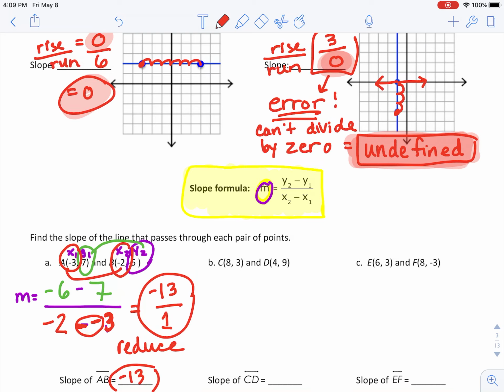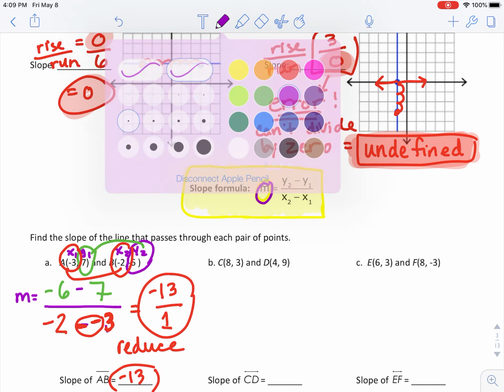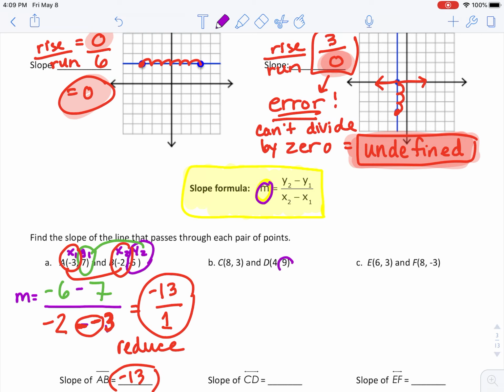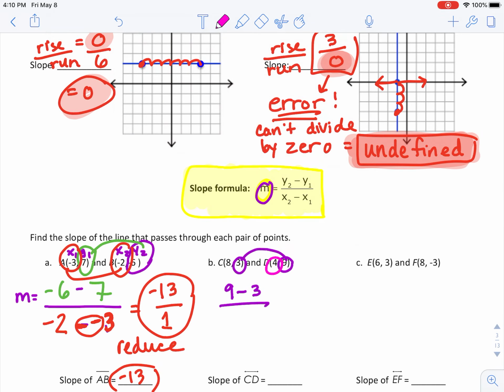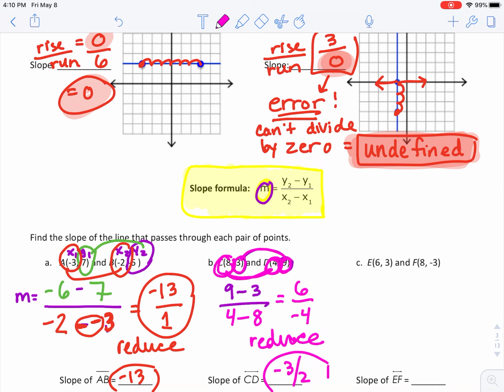Okay, let's try another one. You're going to get plenty of time to practice this, so let's practice a couple more together. All right, so we're going to do y2, which is this number, minus y1. So I'm going to do 9 minus 3 on the top. And then on the bottom, I go to x2, which is 4, minus x1. And I always start over here on the right and go to the left. Start on the right, go to the left. And then do each one separately and reduce. And your final answer is -3/2.